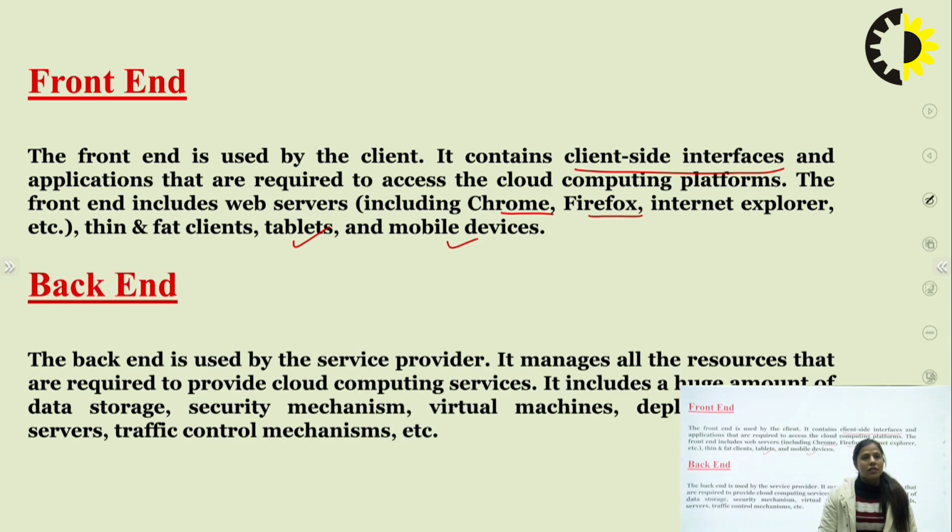Now it also contains the backend. As we know, the cloud computing architecture has two parts, that is the front end and the backend. The front end we have already discussed. Now talking about the backend, it is used by the service provider, meaning who is providing the services, like cloud computing service providers such as Microsoft Azure. Different companies provide different services.